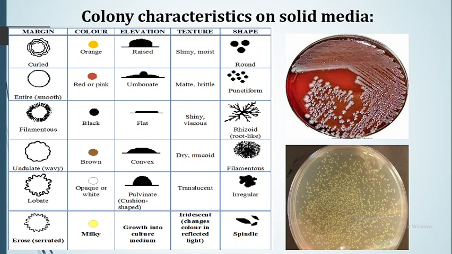Colony characteristics. When a pure culture is grown on different solid media, a typical growth of bacteria can appear with respect to the media used for the inoculation of the microorganism. So this is a typical growth of microorganisms, and a single colony can be differentiated with respect to its margin, color, elevation, texture, and shape. So these are the different growth characteristics of microorganisms.